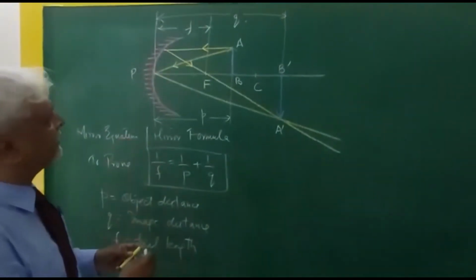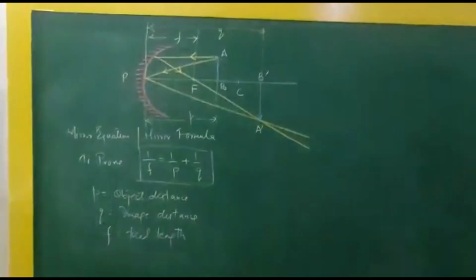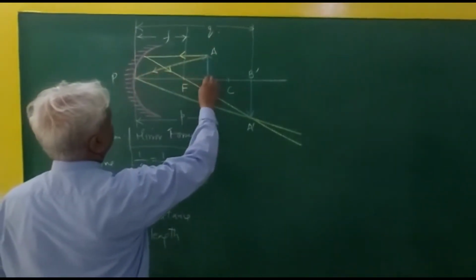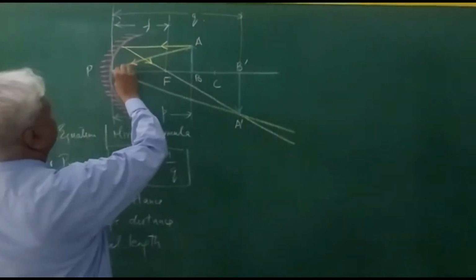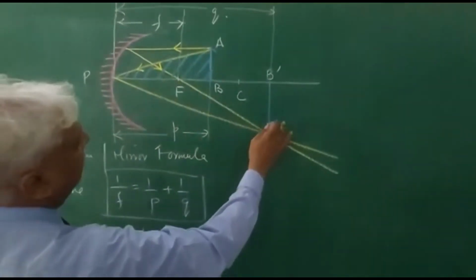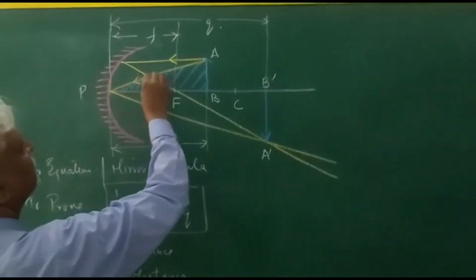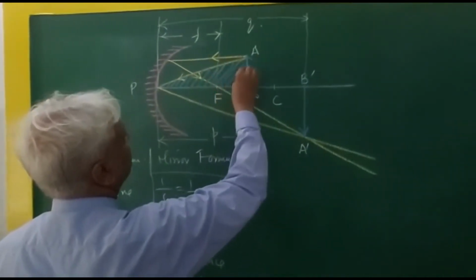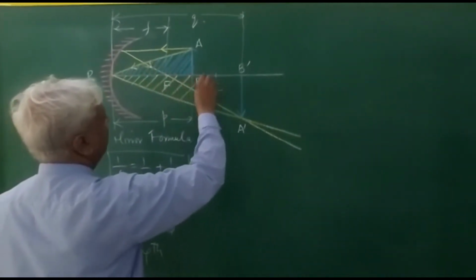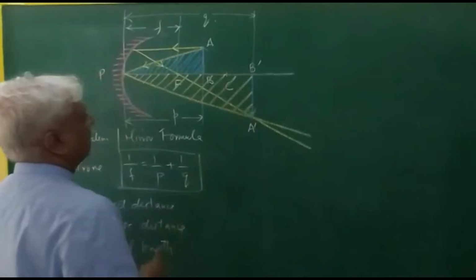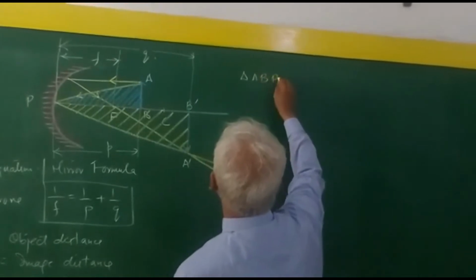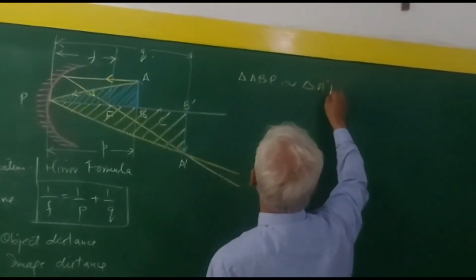Now, we have various triangles over here. Let's consider the triangle ABP, and it corresponds to triangle A dash B dash P. So we have these two triangles. Both these triangles are similar to each other. In other words, you have triangle ABP similar to triangle A dash B dash P.